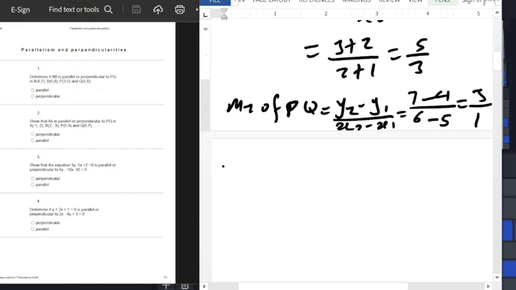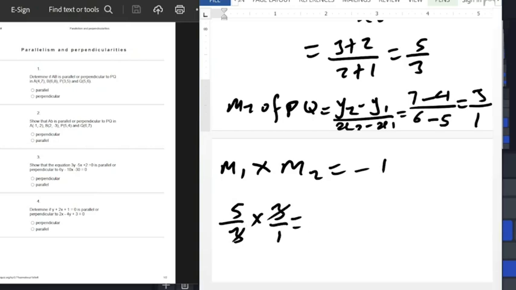So let's test for perpendicularity. The two lines are not parallel because our M1 is not equal to M2. So let's test for perpendicular. The condition is M1 times M2 must equal minus 1. So what is our M1? M1 is 5 over 3 multiplied by M2, that is 3 over 1.